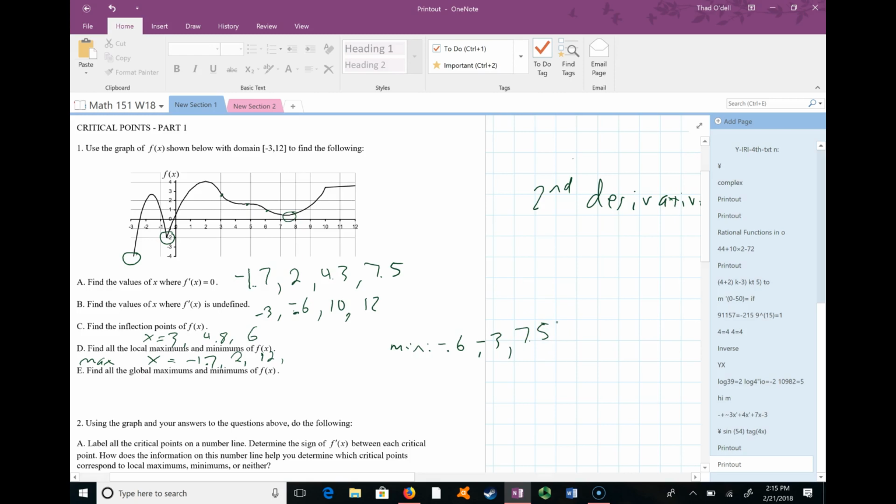Okay. Find all the global maximums. Global just means it's the highest point on the graph, and global minimum means the lowest point on the graph. So in this case, the global maximum would be right there, which looks like 2, 4. And the global minimum would be right there at negative 3, negative 4.